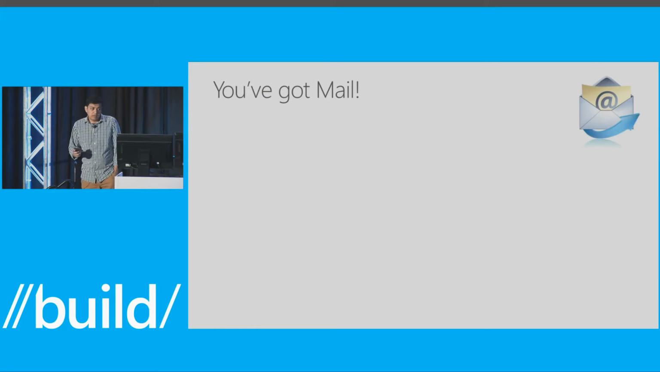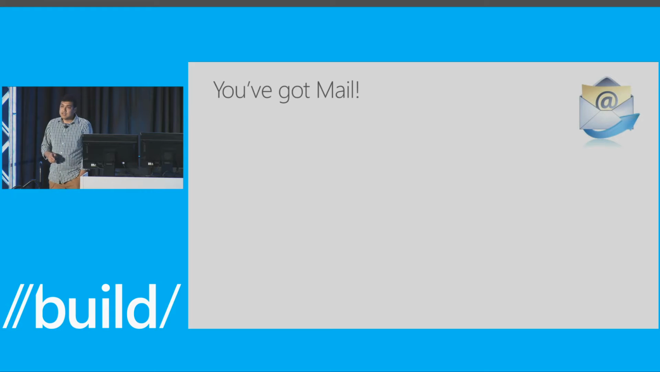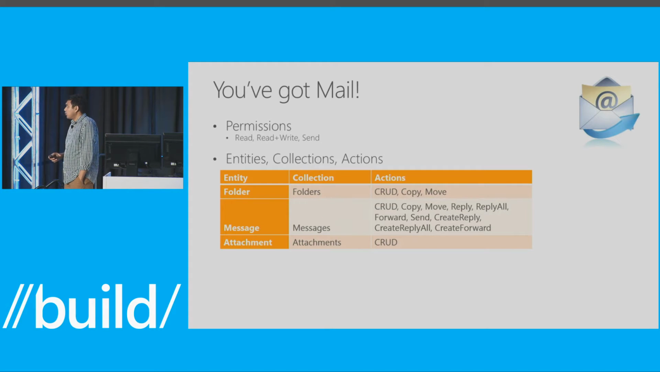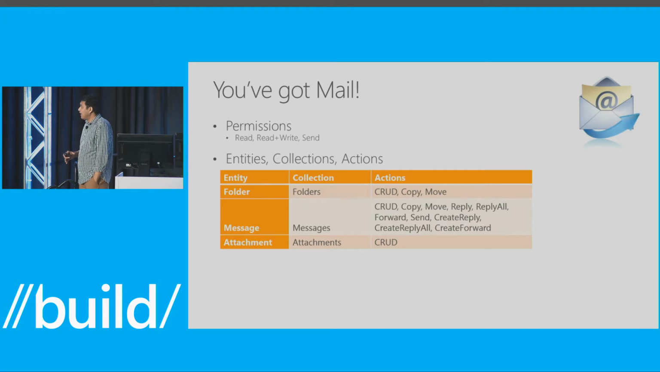So now let's dig deeper into the APIs itself. So the first one, of course, is mail. It has three permissions. You can read, write, and send. They're very obvious, of course. The main entities are that you have a folder and a set of folders. A folder is called folders.